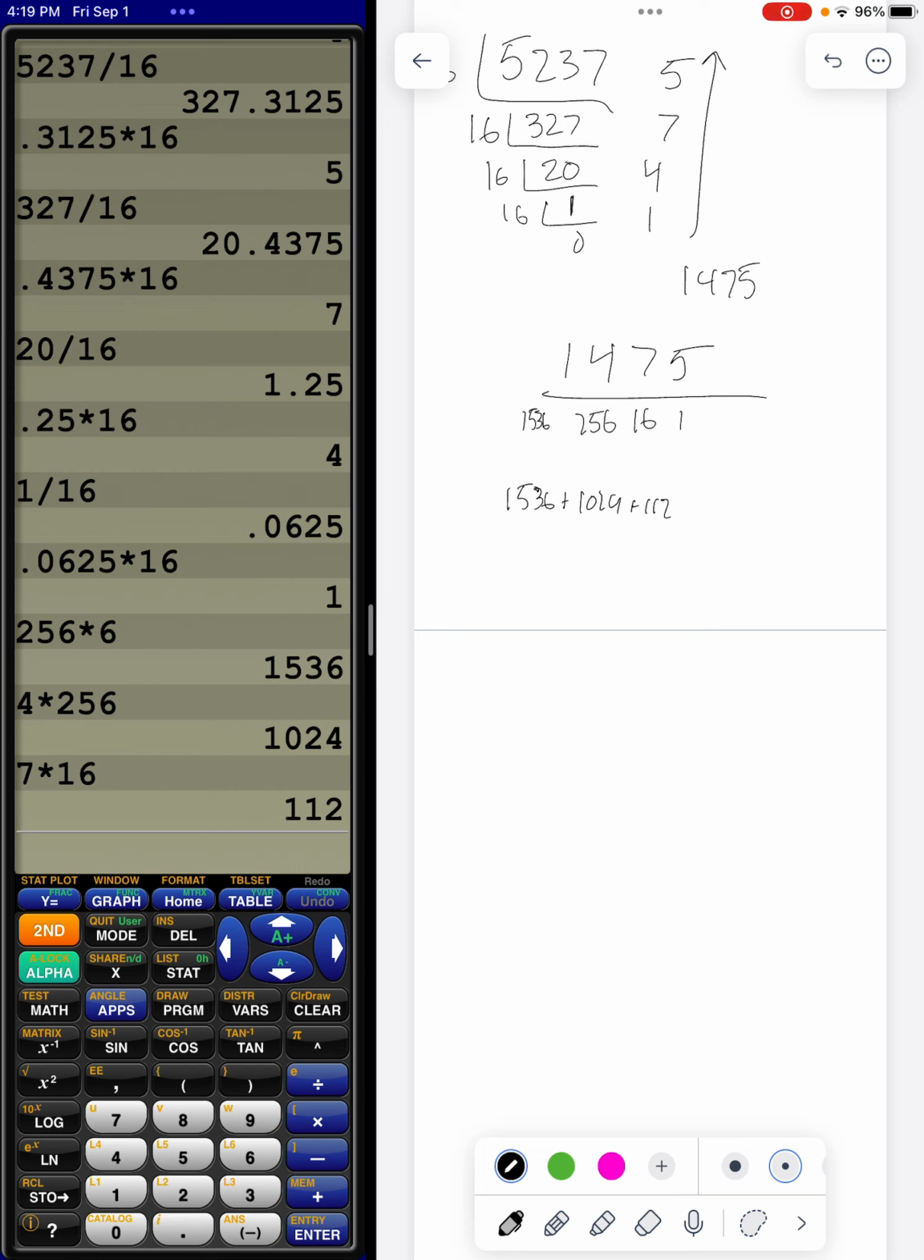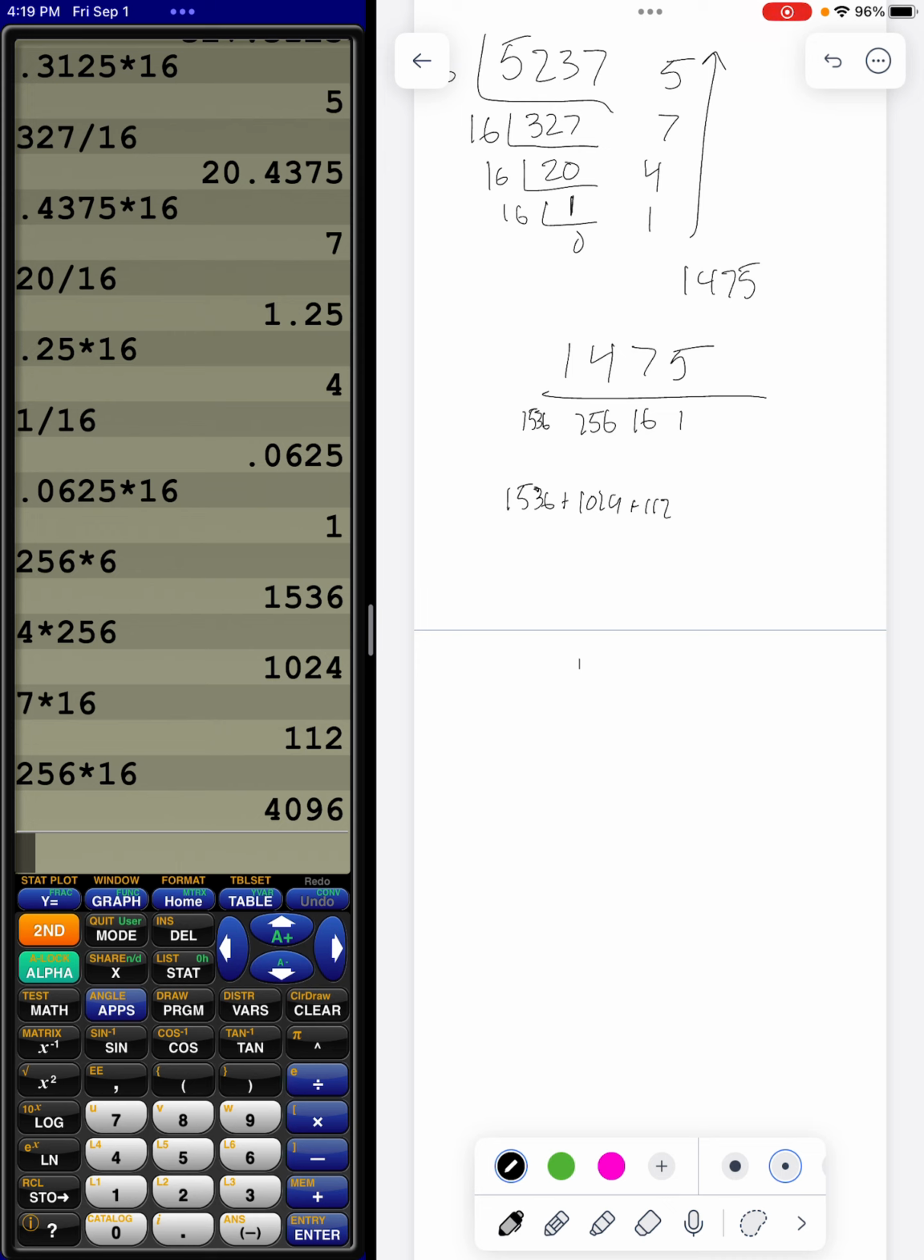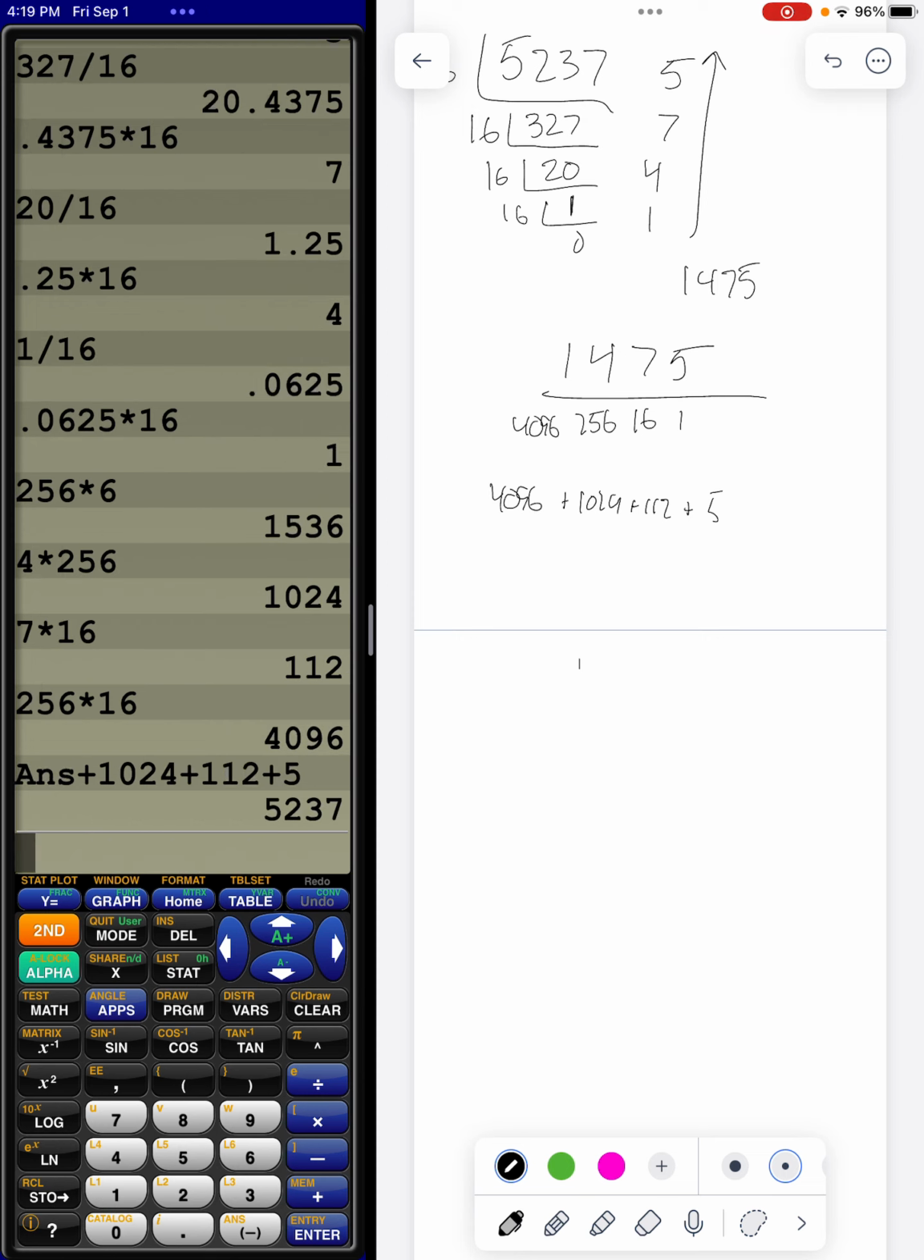Let's try again. Oh, no, I did it wrong, actually. Oh, I'm just silly. I was just checking my work wrong. 256 times 16, not 6, is 4096. There we go. This is going to look a lot better. This is the 4096 place. Oh yeah, this is going to look great. So I actually have a 4096 plus the 1024 plus the 112 plus the 5. And let's see, 5237. Good. So that's one way I can double check, going forwards from hex back to decimal.